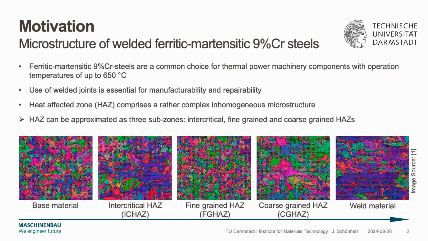What's special about these steels? So these 9% chromium steels are a common choice for power machinery components with operation temperatures of up to 650 degrees Celsius. So it's a typical application range where creep plays a major role.